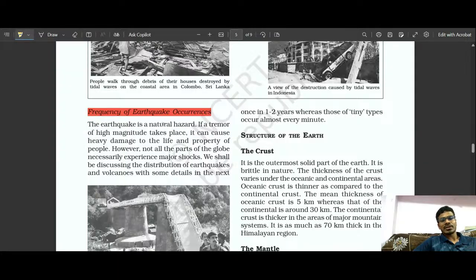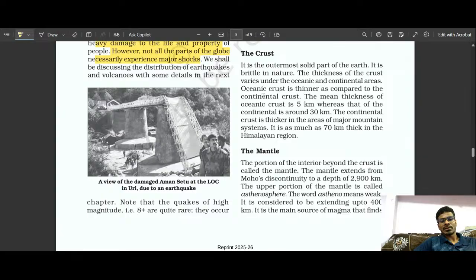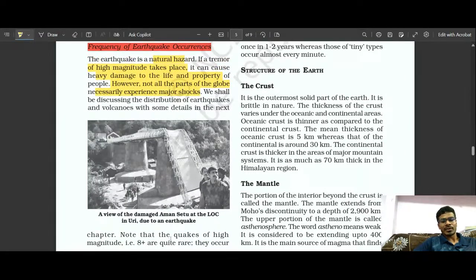So the earthquake is a natural hazard, and if a higher tremor takes place, it can cause heavy damage. Quite obvious to know, right? However, not all parts of the globe necessarily experience major shocks. So we shall discuss the distribution of earthquakes and volcanoes in some detail in the next chapter.